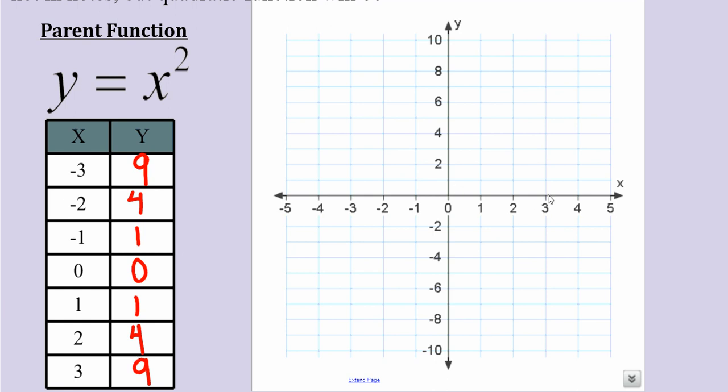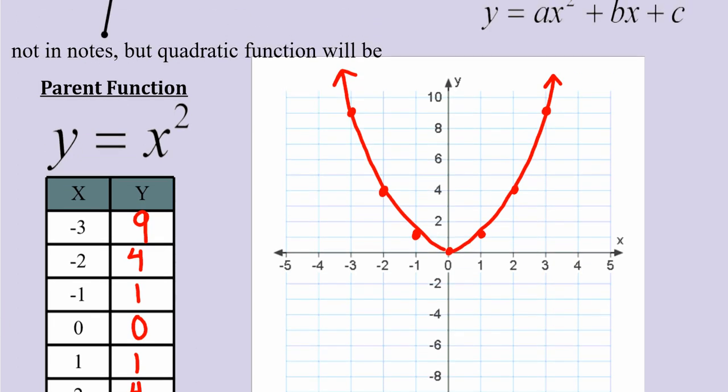If I go plotting these points, 3, 9 right here, 2 squared is 4, 1 squared is 1, 0 squared is 0, and then here's the right side. And then the left side is just a mirror image of the right side. You could keep going up and up. Obviously, 4 squared would be 16, 5 squared would be 25. You see that these things grow quicker over time because when you square a number, it gets bigger than it had been before. So they're not going to be straight on each side. They're curved. And that's what the parent function looks like.